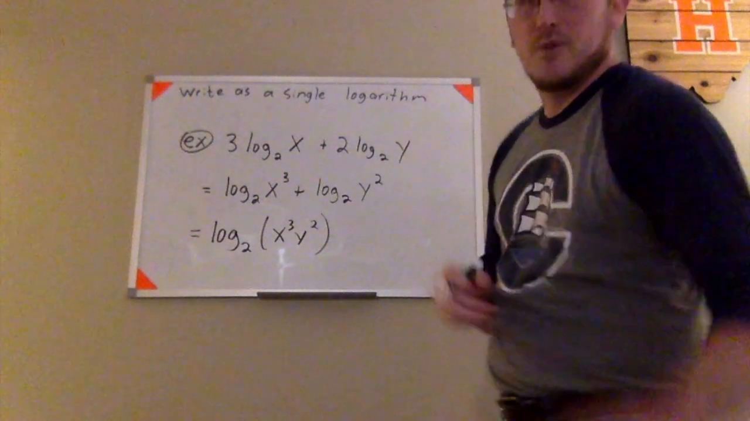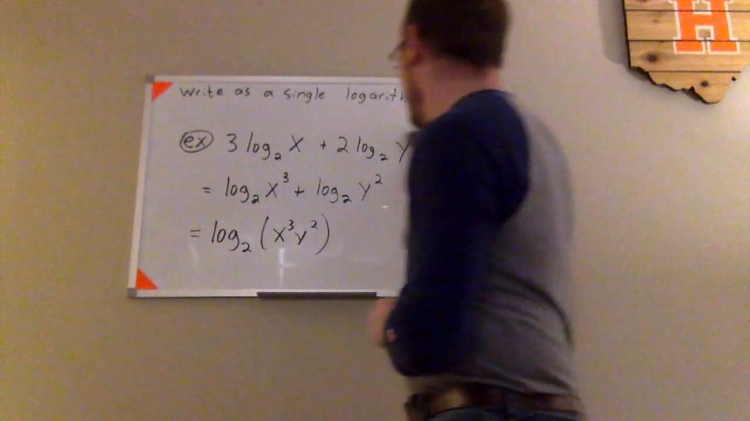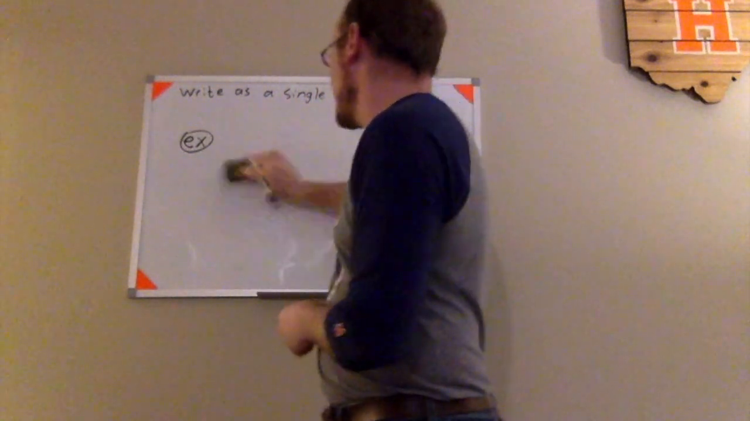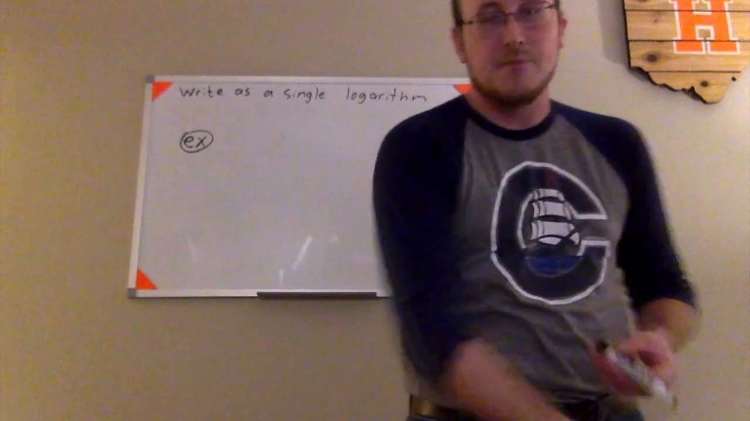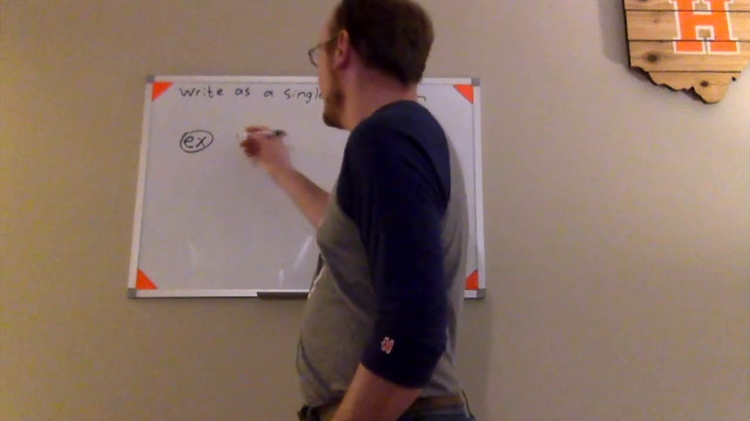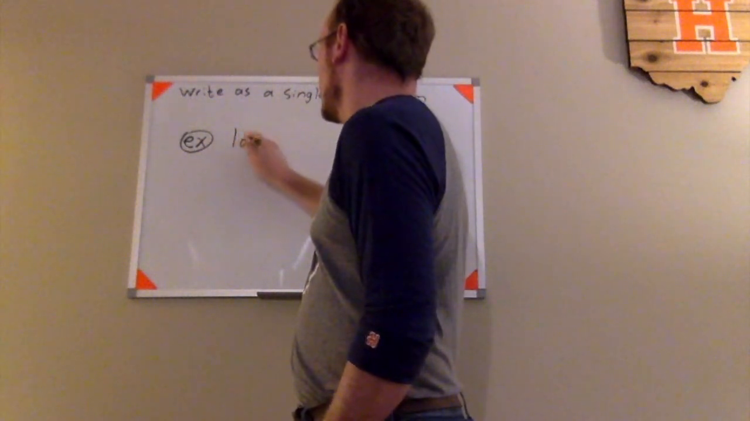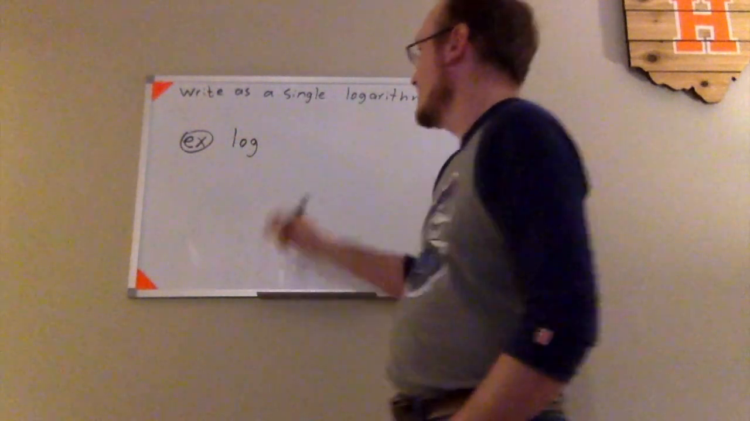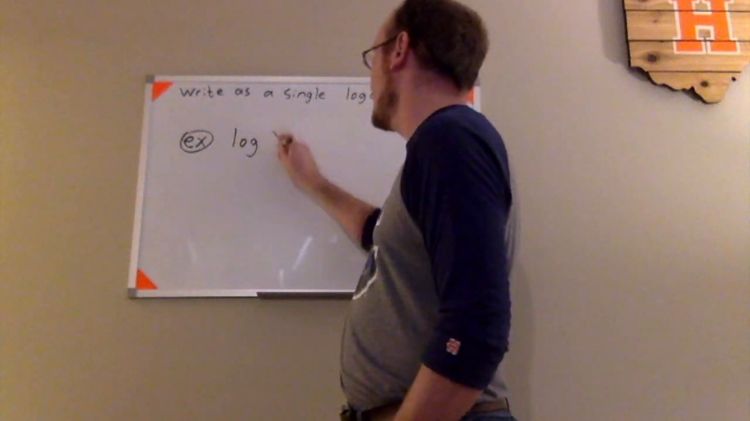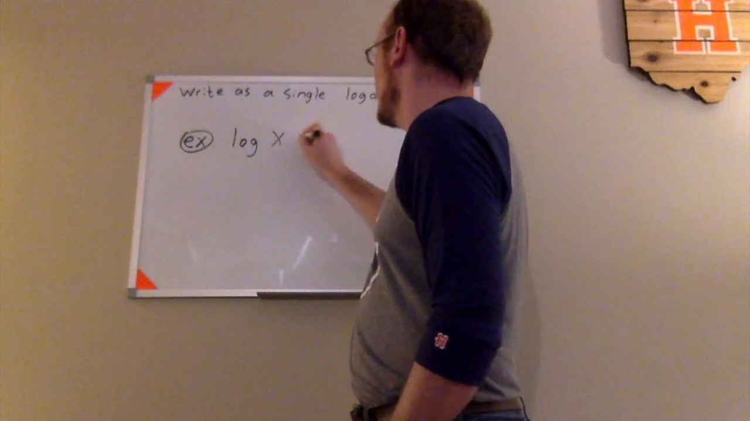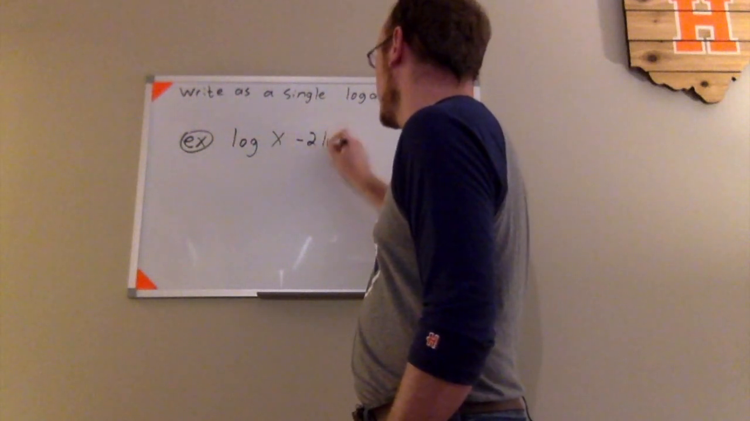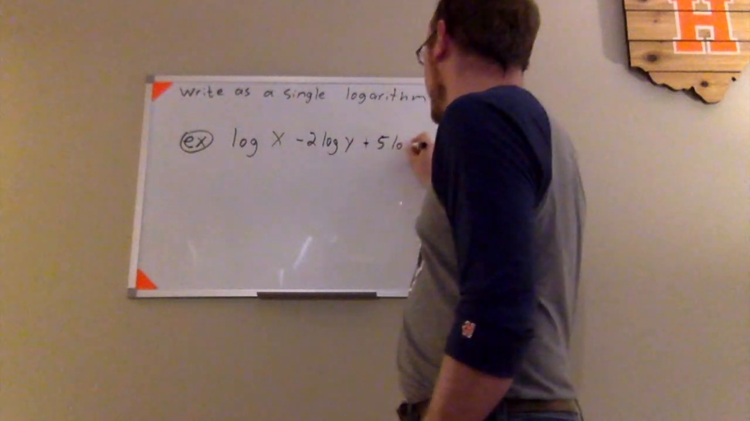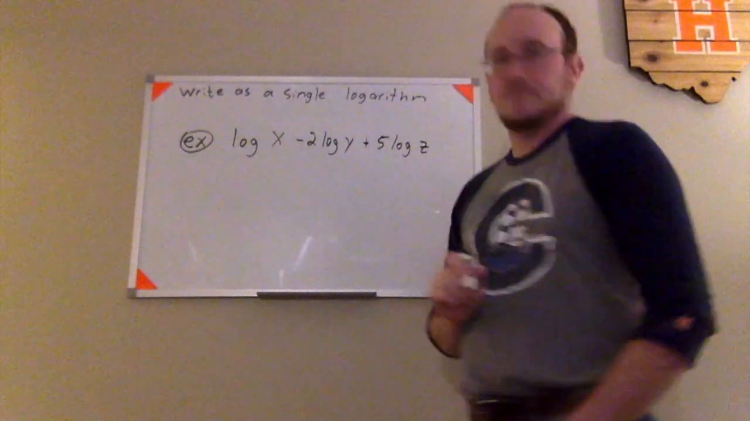Okay. Let's look at a more complicated one. Maybe that has a couple more pieces. Maybe I have some subtraction in there as well, so I have to use the quotient property. Let's say maybe I have log. I'll just use the common log here so I don't have to write a base. Let's say maybe I have log of x minus 2 log of y plus 5 log of z.